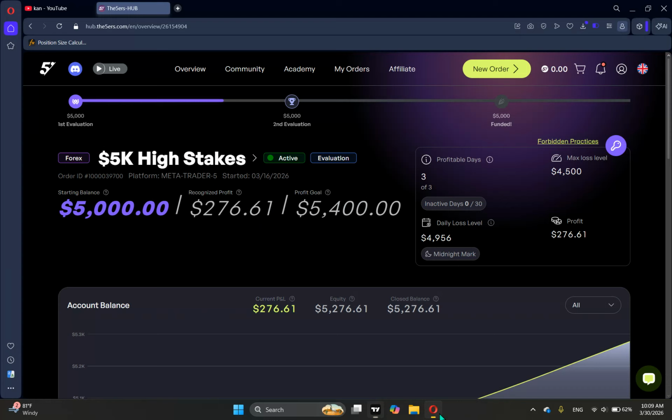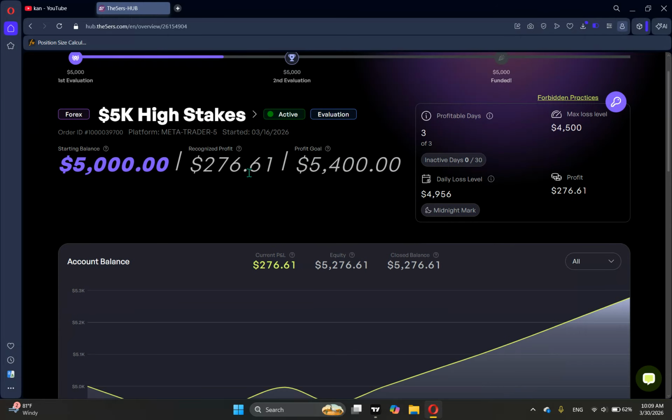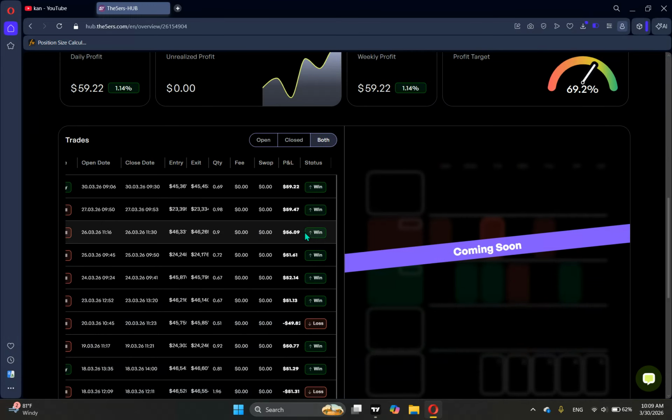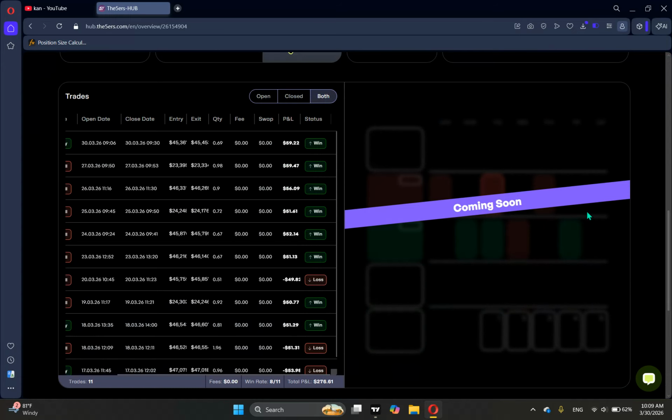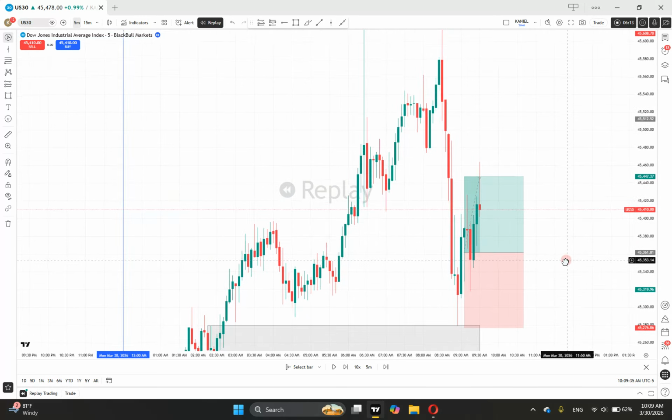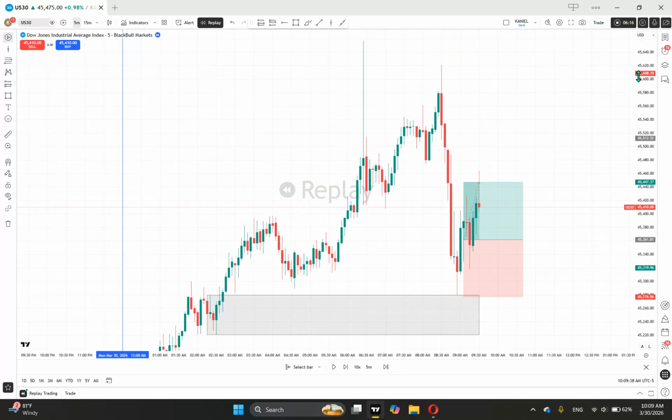Alright, let's give an update on the funded account. Currently up $276. On a little winning streak right now. If I just keep the same discipline, I will hopefully pass this account by this week or early next week. Currently a 73% win rate, profit factor 2.78. So tomorrow again, same discipline, US30 or Nasdaq.